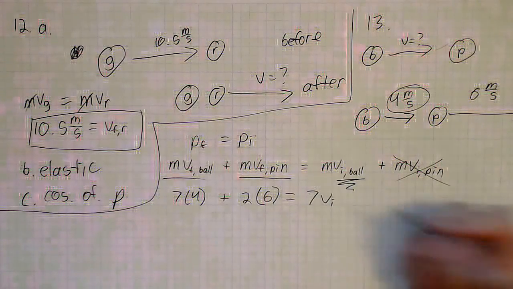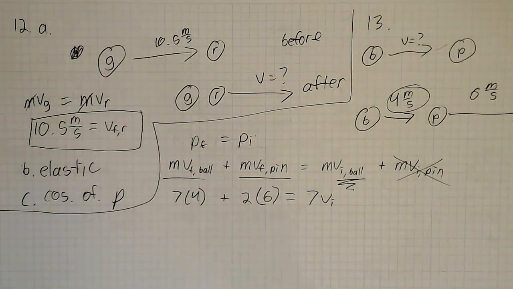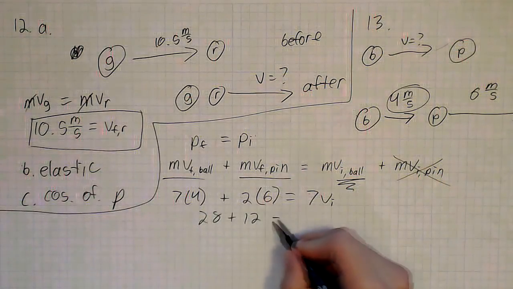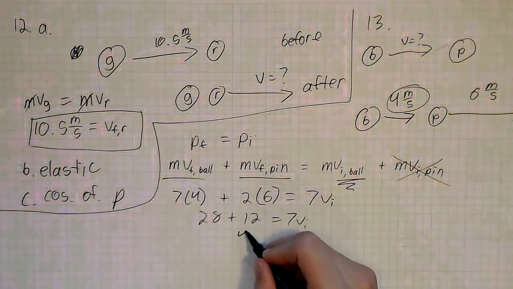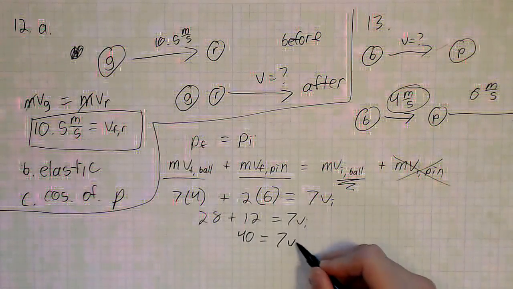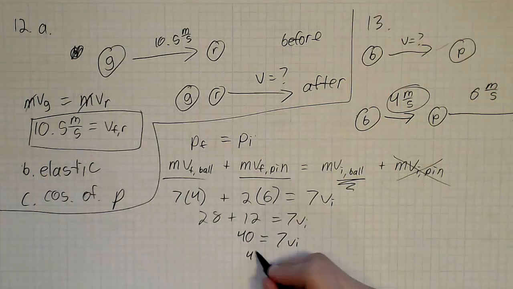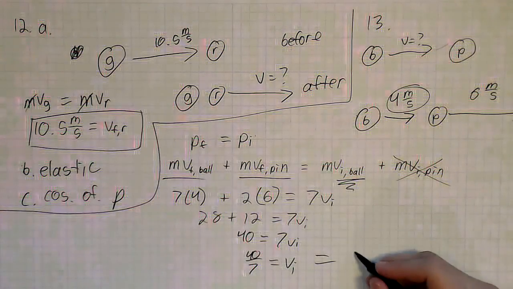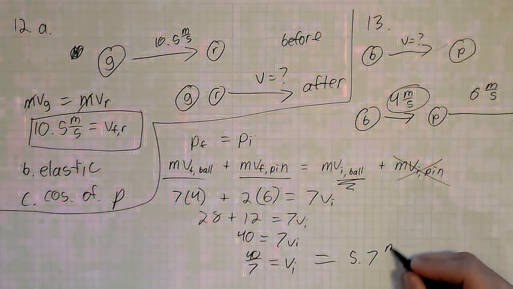Now this is just algebra. So 4 times 7 is 28, plus 12 equals 7 v initial. So 40 equals 7 v initial. So 40 over 7 equals v initial, which is equal to 5.7 meters per second.